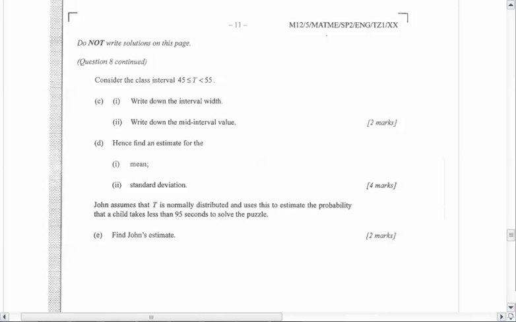Now consider the class 45 to 55. What is the interval width? Well, the interval width is the distance from 45 to 55. So from 55 to 45 plus 1 is 10. What is the mid-interval value? What's the midpoint? That would be 55 plus 45 divided by 2, which is 50, the halfway point.